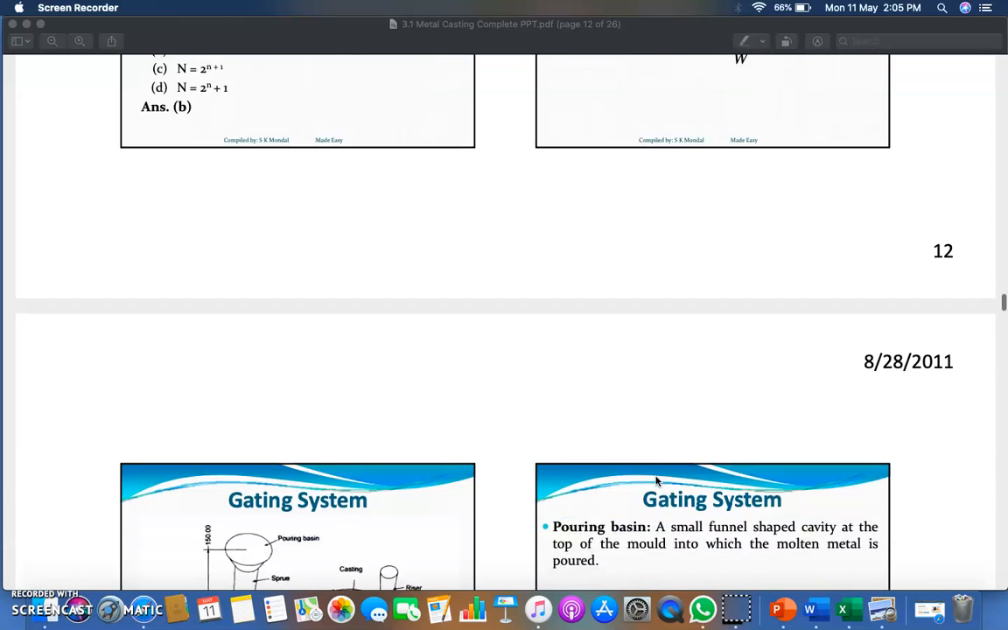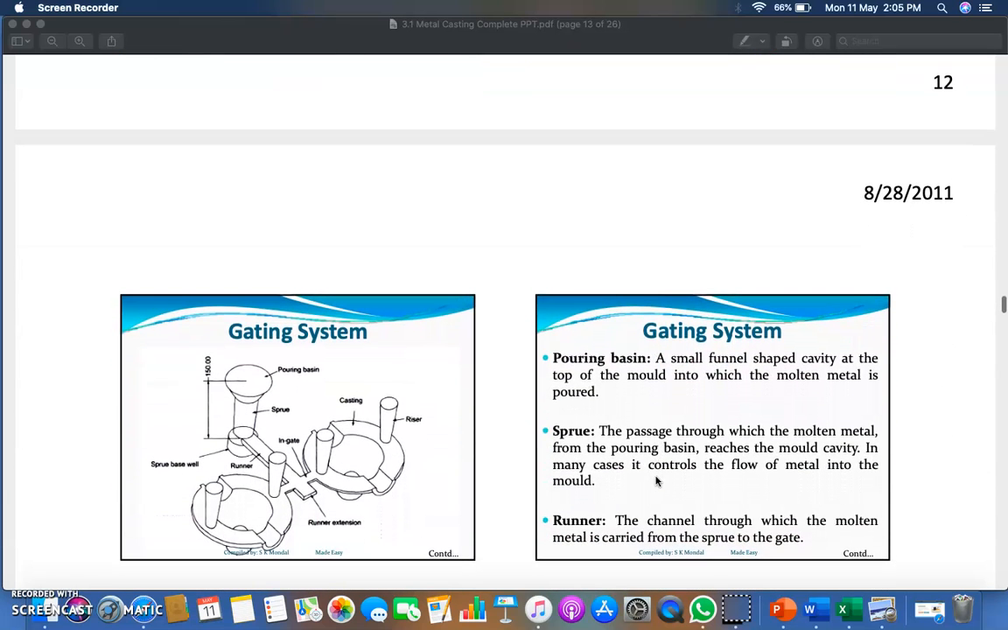Now we come to the gating system design. We will talk about this topic in the next session.